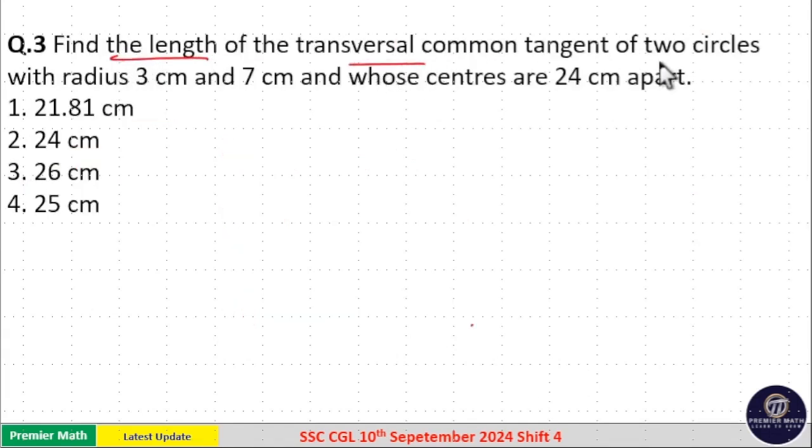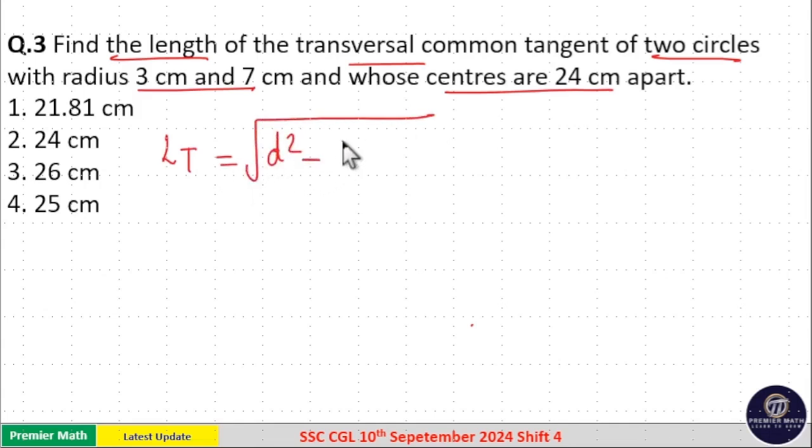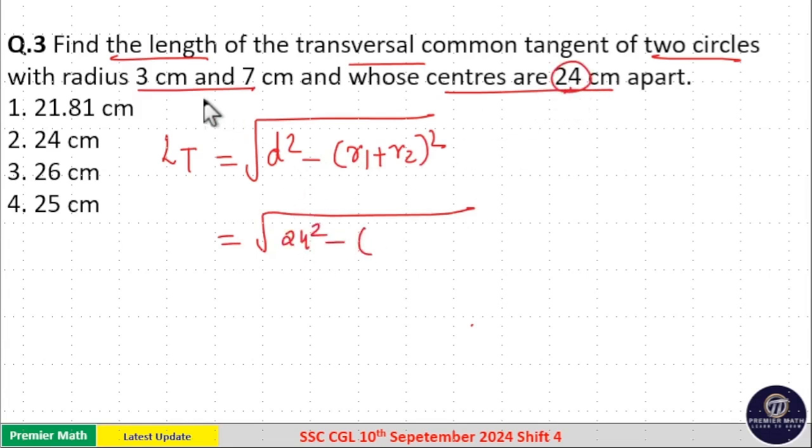Find the length of transverse common tangent of two circles with radius 3 and 7 cm whose centers are 24 cm apart. Here, length of transverse tangent formula is equal to root of d square minus (r1 plus r2) the whole square. Now, length is equal to root of 24 square minus (r1 plus r2) is 10. So, 24 square is equal to 576. 576 minus 100 is equal to 476. So, root of 476 is around 21, square is 441. So, this is around 21 point something. So, option 1 is your answer.